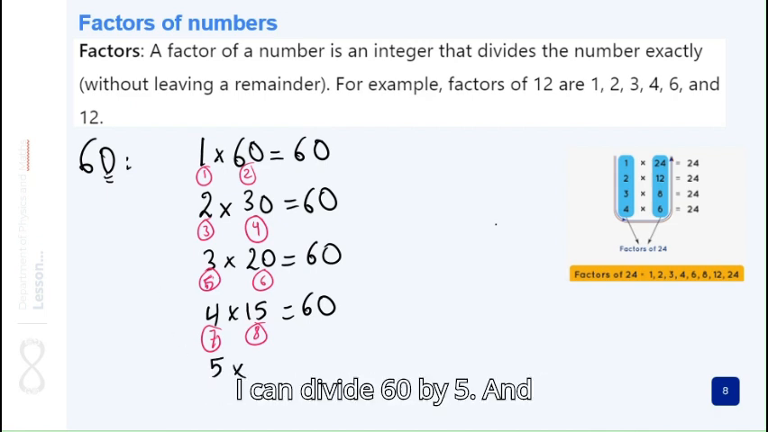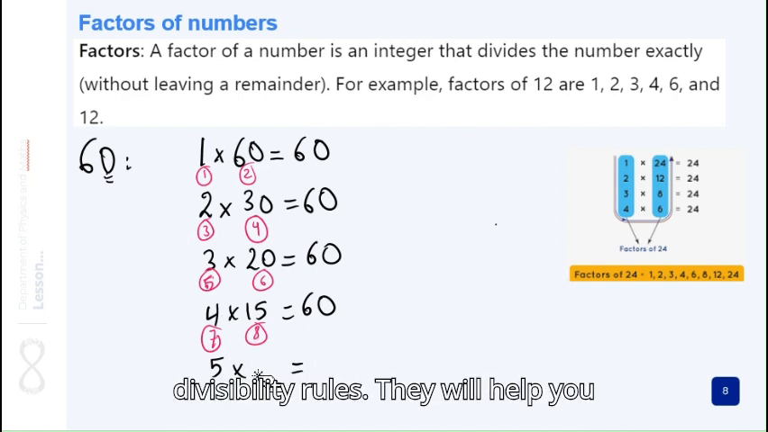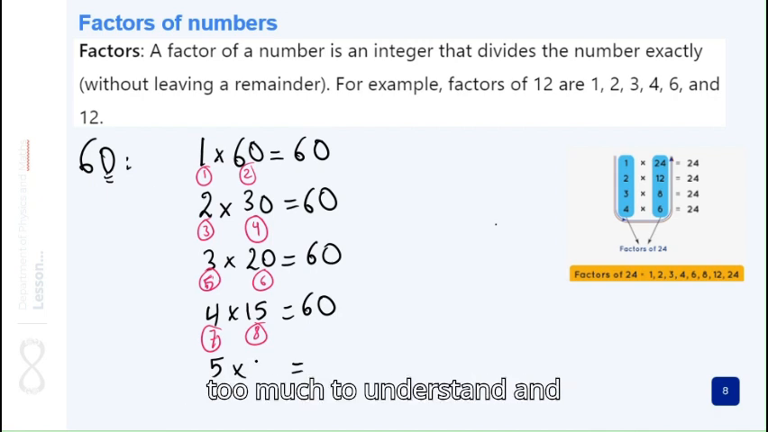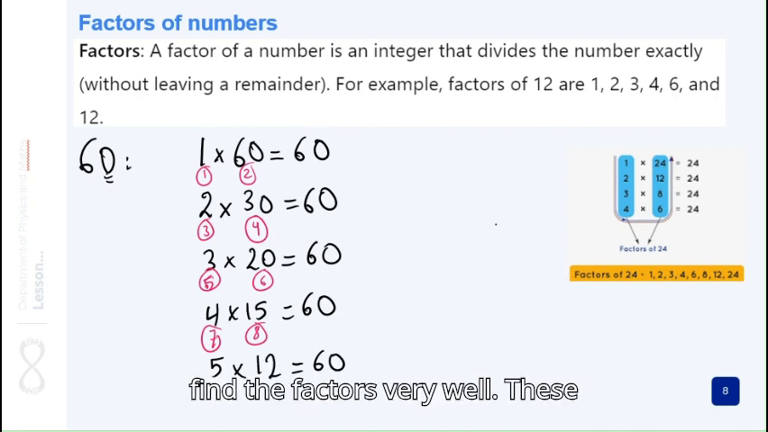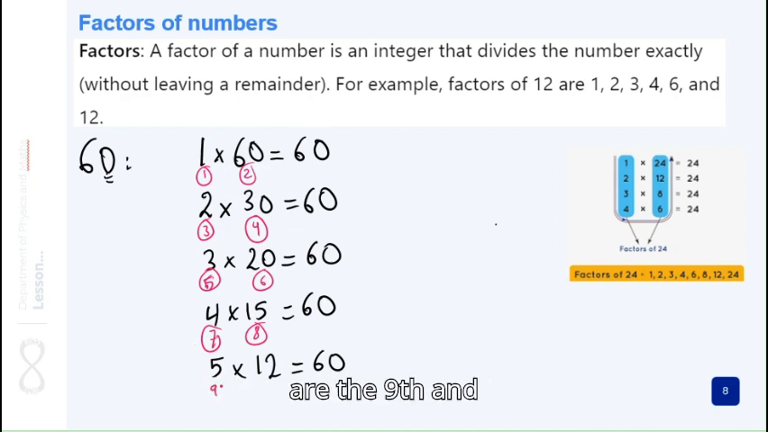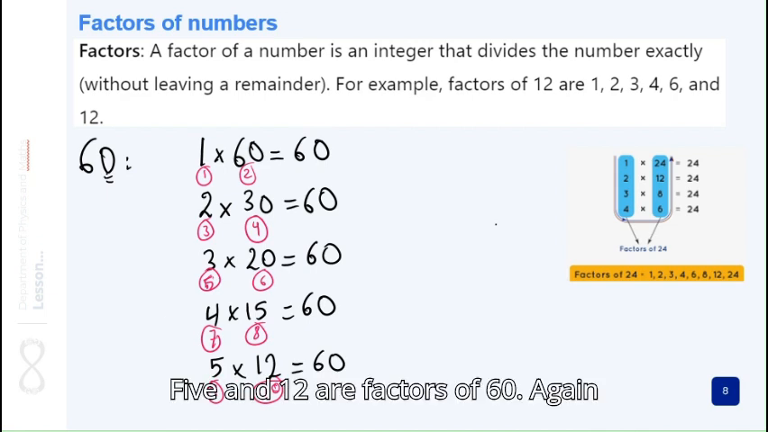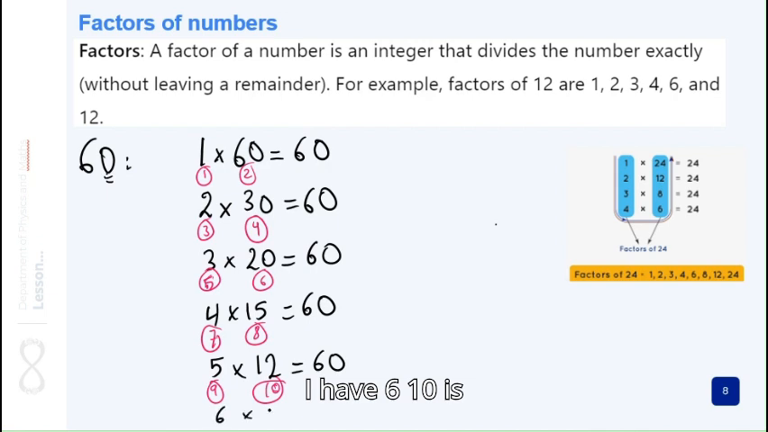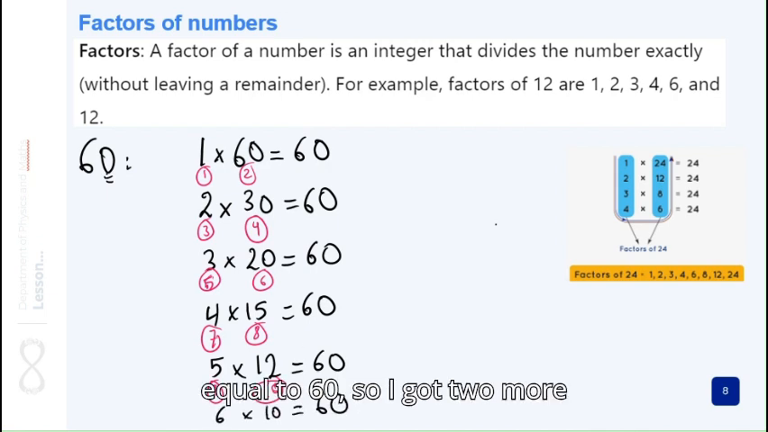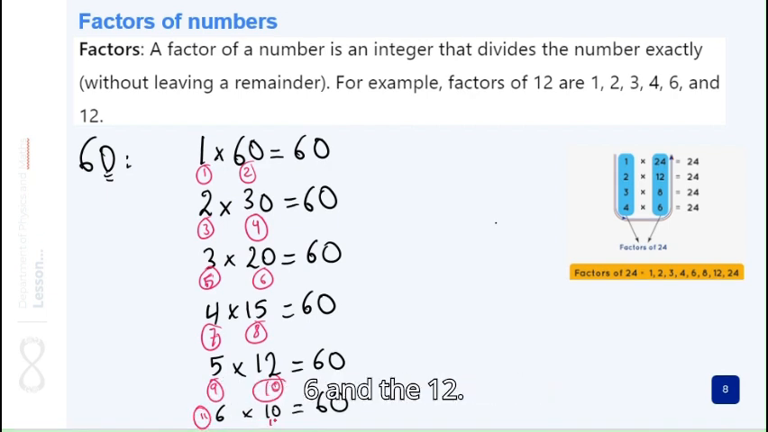I can divide 60 by 5, and later you will take the divisibility rules. They will help you very much to understand and find the factors very well. 5 and 12 are factors of 60. Again, I have 6 times 10 is equal to 60. So I got two more factors of 60, which are 6 and 10.